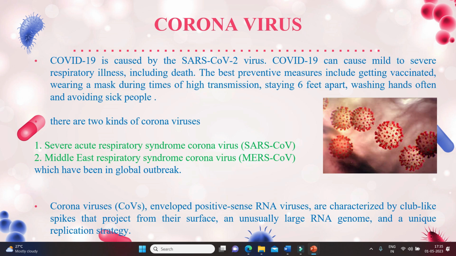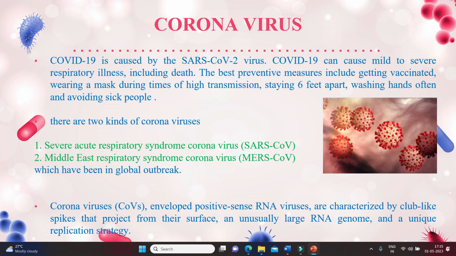So coming to coronavirus, we know how we were affected by COVID-19. It is caused by the SARS-CoV-2 virus, and COVID-19 can cause mild to severe respiratory illness, including death. The best preventive measures include getting vaccinated, wearing a mask during times of high transmission, staying 6 feet apart, washing hands often, and avoiding sick people.